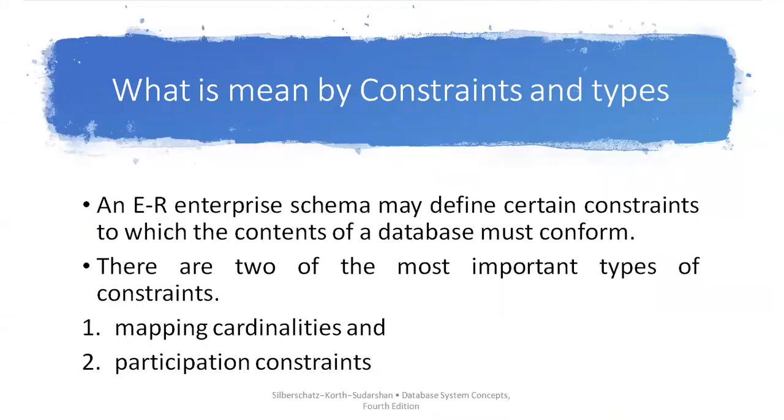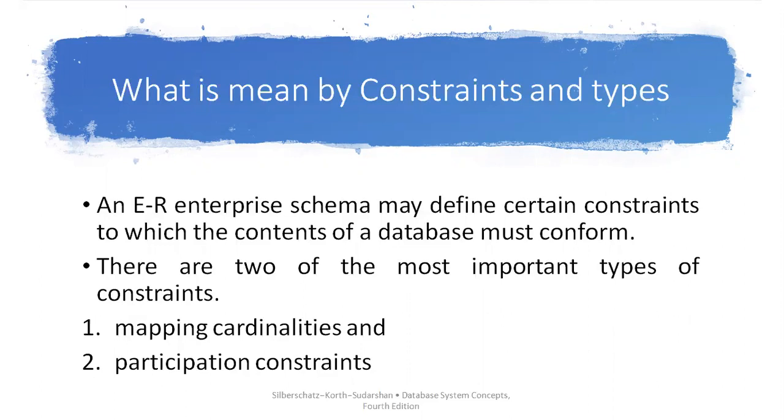So let us see the first slide. What is meant by constraints and what are the different types of it? A constraint is nothing but a restriction on the data. An ER enterprise schema may define certain constraints to which the contents of the database must conform. Whenever there is an entry of data into the database, there are certain constraints. Now, what is meant by that? We will see that in the types.